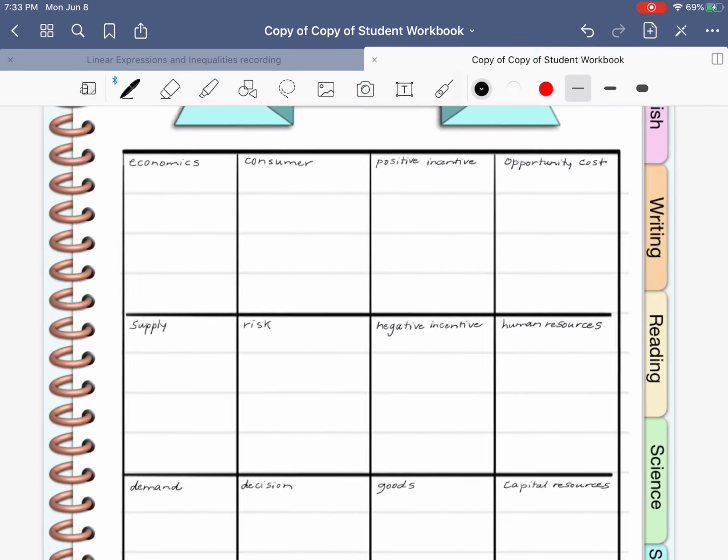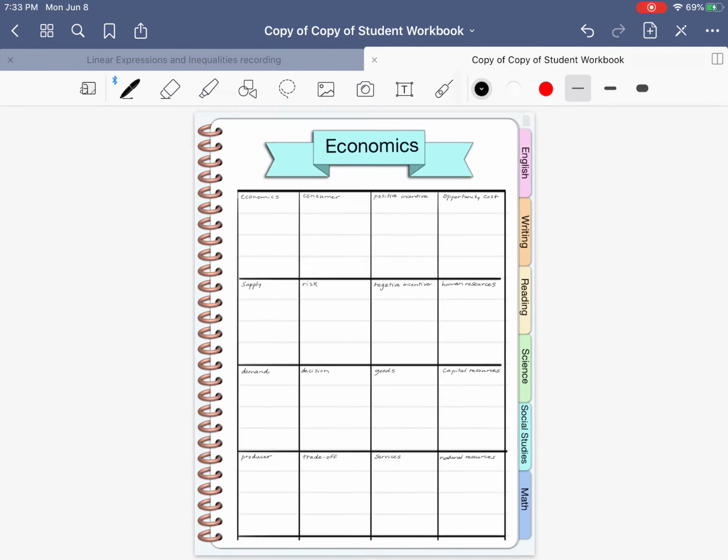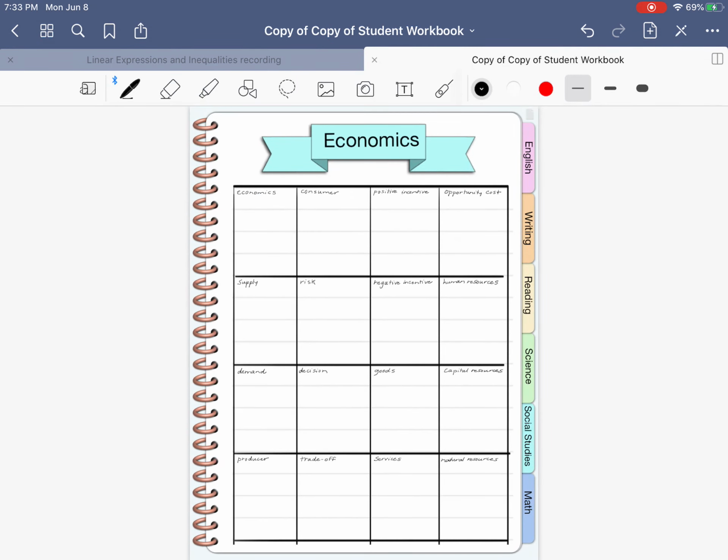The top row should look like this. The economics consumer one goes on the left, and then positive incentive and opportunity cost on the right. Just sort of line them up and fit them on there. I gave you the doors to give you some more space to write. As you can see, I don't have a lot of room, but you can open up your doors and use both sides of the paper there to write on. I think you will have plenty of room, but I'm going to have to write carefully.